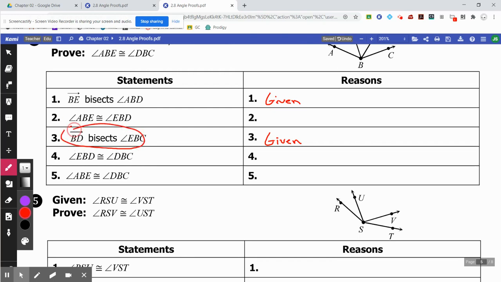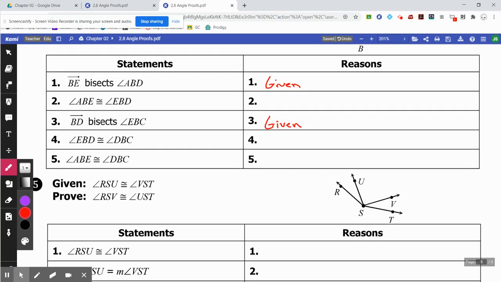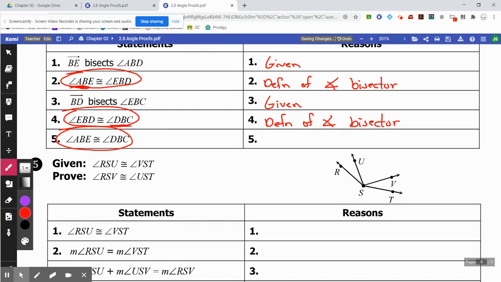And the same thing here, since BD bisects EBC, that means that these two will be equal in measure or congruent. So like I said, there probably should have been an extra step there, but we'll go along with what they've got here. And again, that would also be the definition of an angle bisector. And now from there, since ABE is equal to EBD, and EBD is congruent to DBC, then that means that this angle must equal this angle, and that's our conclusion here, which is actually what we were trying to prove, and that would be by either substitution or the transitive property.